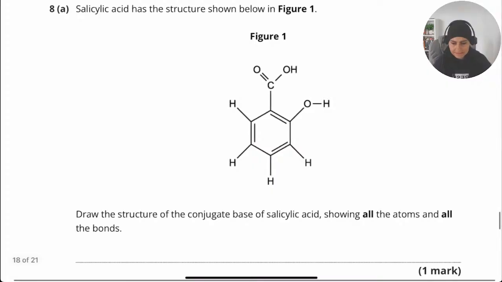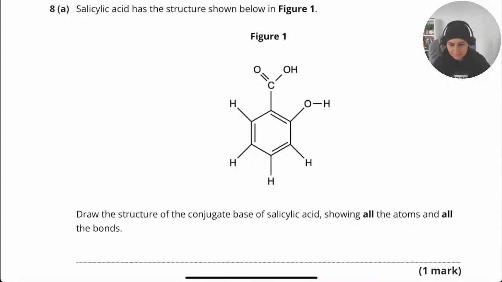Next question, question 8. Salicylic acid has the structure shown below in figure 1. Draw the structure of the conjugate base of salicylic acid showing all the atoms and all the bonds. Essentially they ask for displayed formula, right?